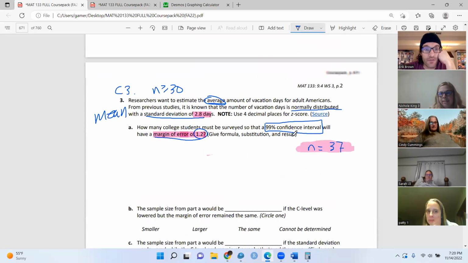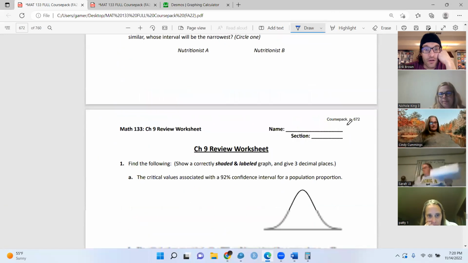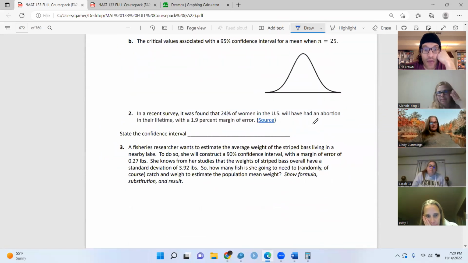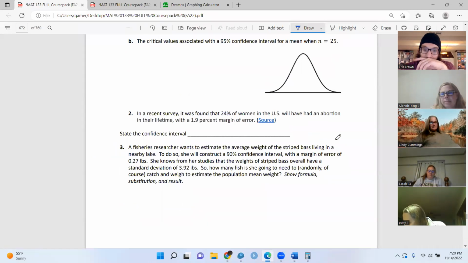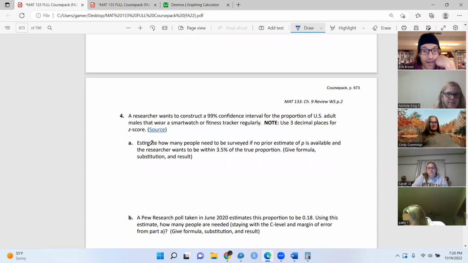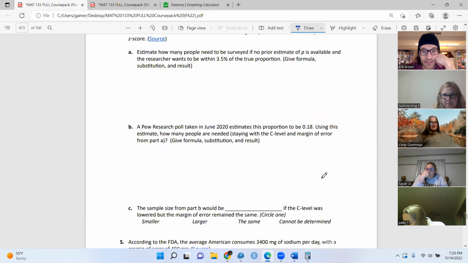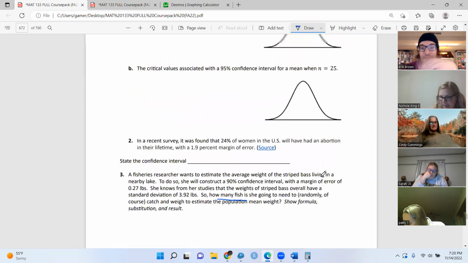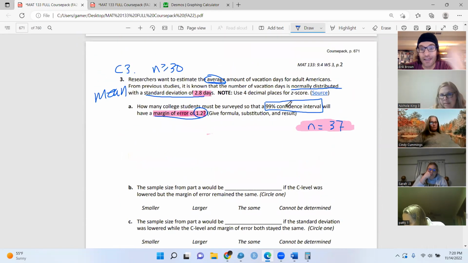In fact, sometimes it's even worse. Sometimes we're asked how many people we need to talk to so that we can construct a confidence interval. It does say how many, but then it just says to construct, right? Like right here, an estimate of how many people need to be surveyed is available and the researcher wants to be... never mind, I guess it doesn't say confidence interval. I feel like sometimes it says it. I mean, this problem did. It had the phrase that cues us in to look at that other formula. Yeah, that might be why.